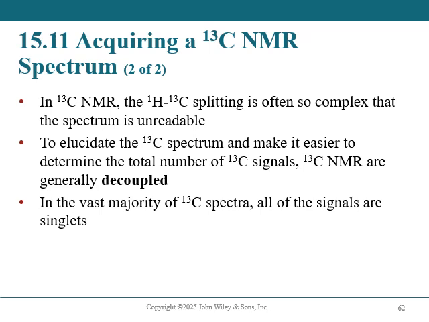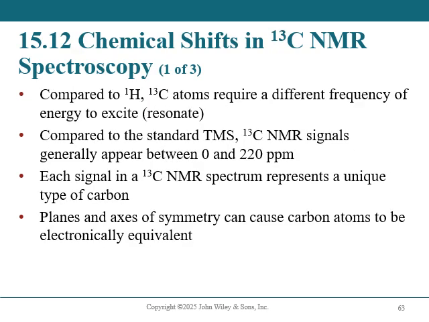To elucidate the carbon spectrum and make it easier to determine the total number of carbon signals, carbon NMR spectra are generally decoupled. What that means is that we sort of remove the signals generated from proton NMR from the carbon NMR signals. So we separate them and just look at the carbon signals. In the vast majority of carbon-13 spectra, all of the signals are singlets. Compared to proton, carbon-13 atoms require a different frequency of energy to excite or to enter that resonance that we talked about earlier.